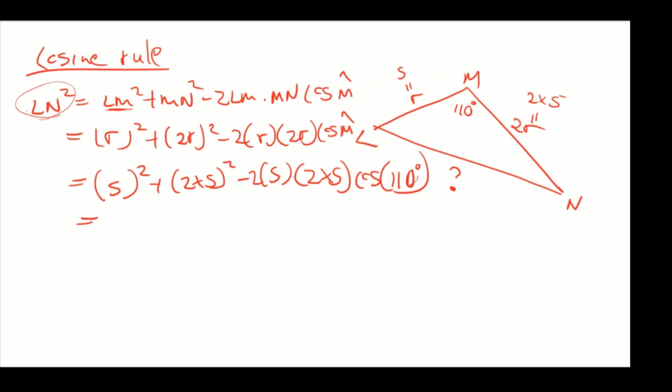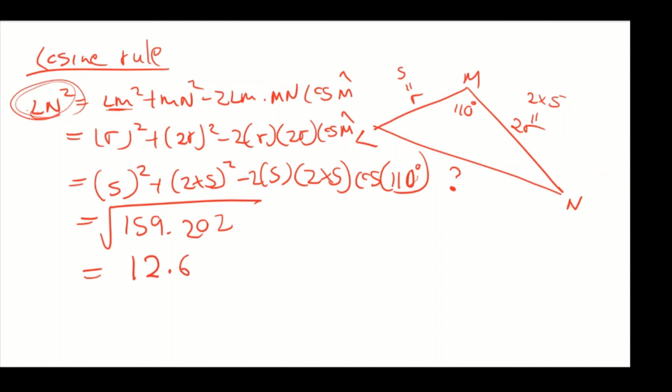If you punch this in your calculator, you're going to get 159.202. Write it in 3 decimals, and then you put the square root because it's LN squared, and the final answer you're going to get is 12.618 meters. So this is the length of LN.